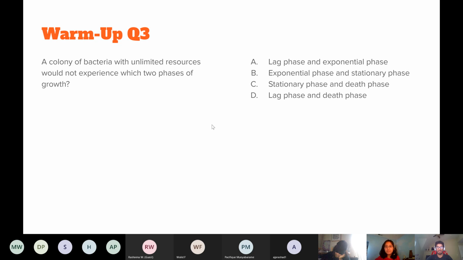All right, so now we have question 3, which Karen will take over for. Hi, everyone. Okay, so we have question 3. We split up these questions and you'll see soon why. A colony of bacteria with unlimited resources would not experience which 2 phases of growth? You should be thinking about a certain graph from chapter 1. I'll give you a minute to decide on an answer.